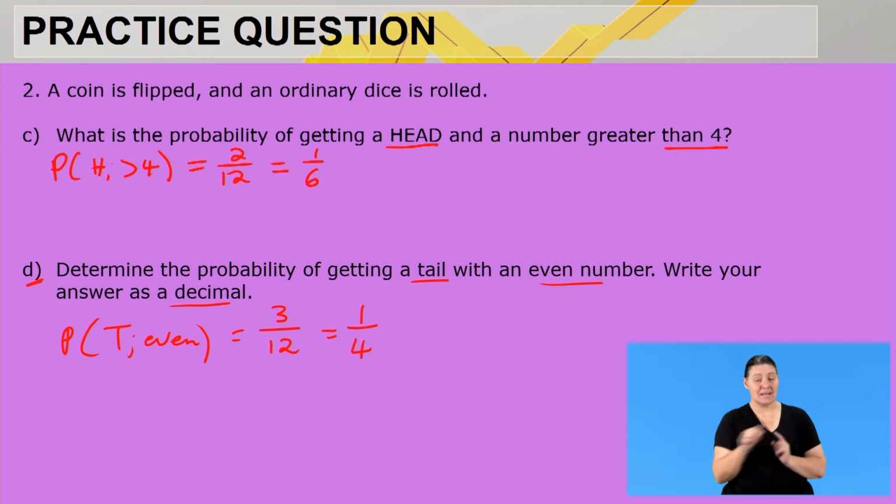Important here, it indicates that we must write our answer as a decimal. Remember, we stopped by saying it's 1 over 4. So I'll say 1 divided by 4 equals, then I'll press my change button. So as a decimal, this should be 0.25. I hope that's clear to all of you.